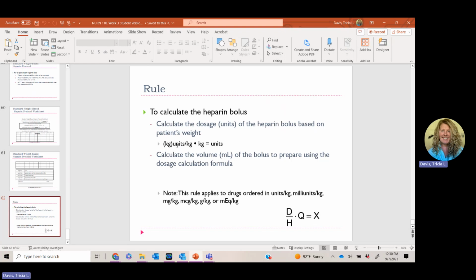The desired is the order that they set for the patient. I want them to receive 1,150 units of heparin. That's going to be our D. Our have is always going to be that 25,000 that's in the bag. And then our quantity is going to be the size of that bag. In our previous problem, it was 250. We'll work some of these as well, and these will definitely make more sense to you.